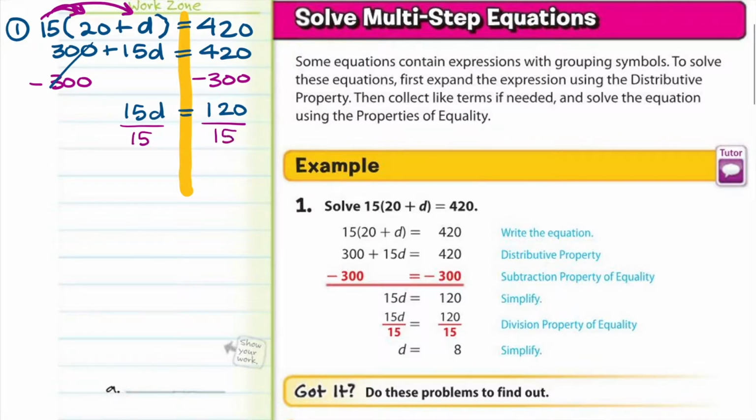And once we have the 15d is equal to 120, we will divide both sides by 15, and that's going to give the coefficient of 1. So we have 1d in front, and that will be equal to 8. So we have solved, and as we always do, we're going to then see, does this actually equal 8?